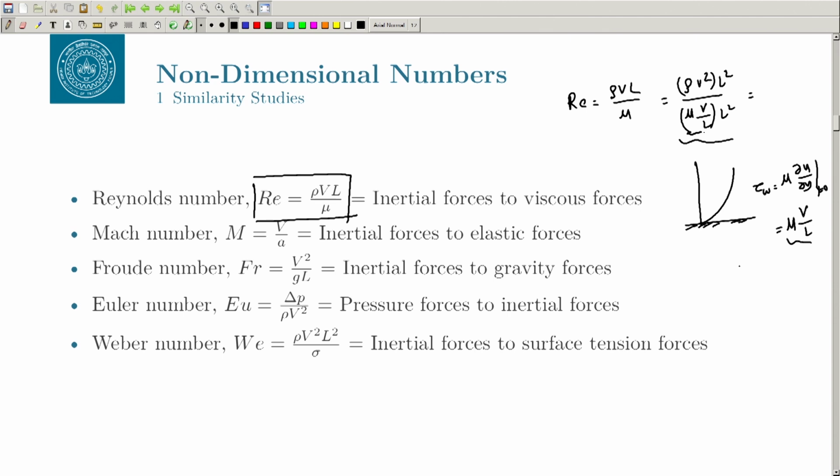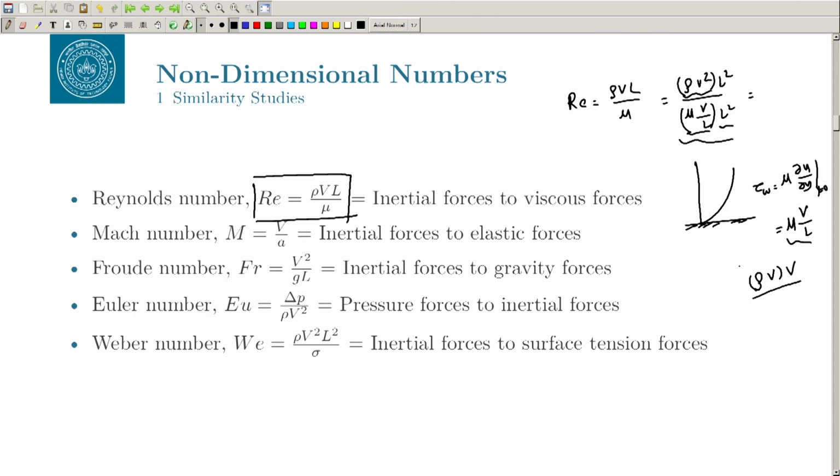So, mu V by L is a viscous stress multiplied by the area. Stress multiplied by area is the force, so this is the viscous force. And what is this rho V square? Inertial force. We have just derived the momentum equation, and if you see the second term, it has the velocity coming twice. So, that is your inertial term. This is your inertial force, that means how much is the contribution of the velocity that is coming in, divided by how much the viscosity is opposing that.